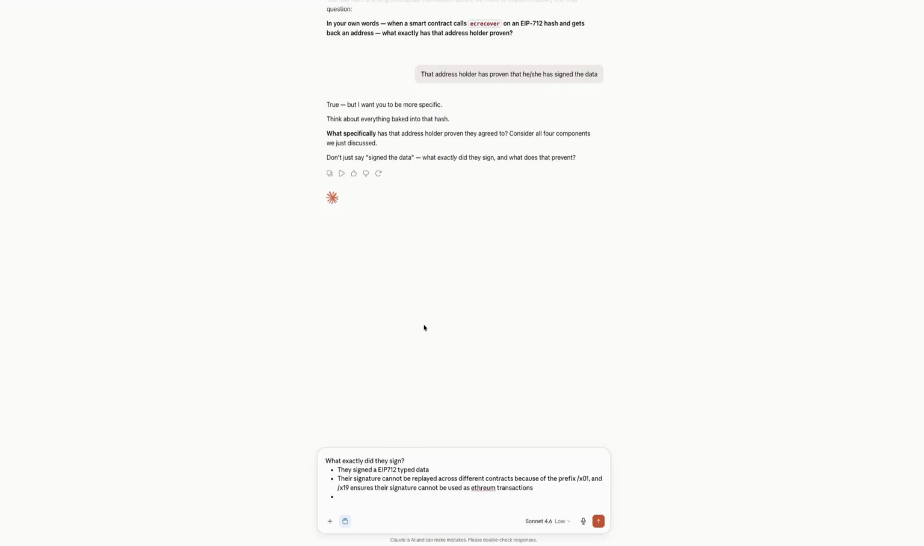Domain separator is domain. They have signed for a specific domain separator, and at last they have signed specific structured data, which is typeHash.